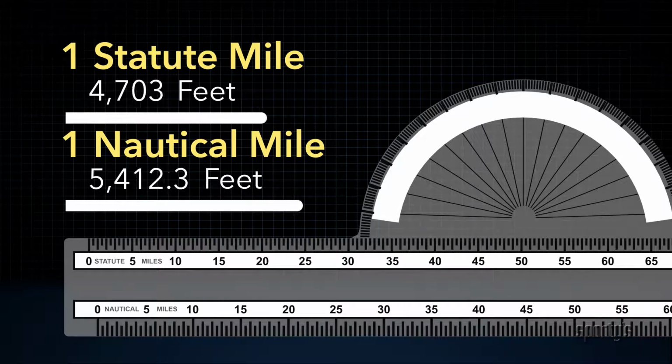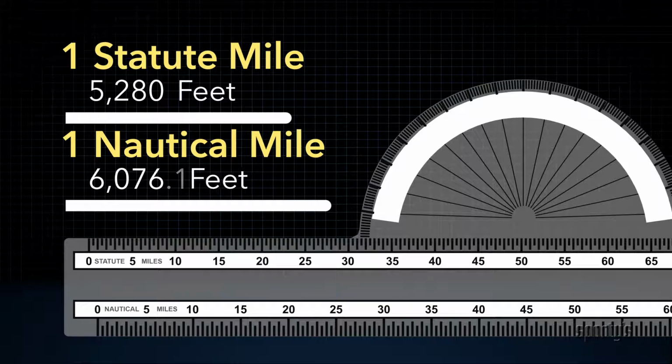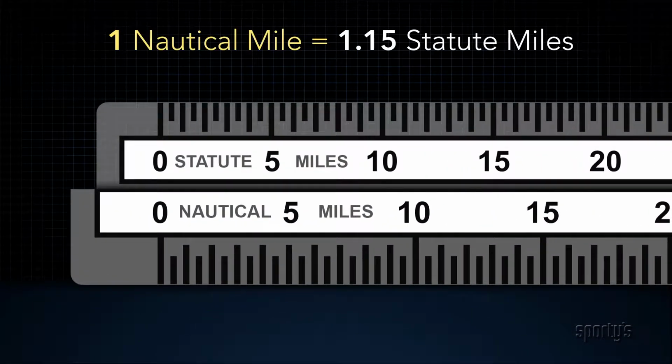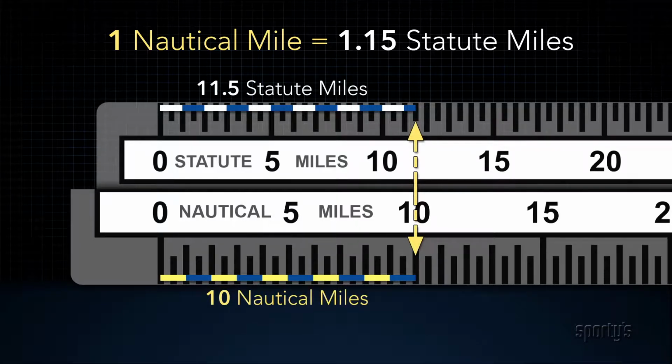A nautical mile is 6,076.1 feet. The decimal can be dropped and still be reasonably accurate. A statute mile is 5,280 feet. A nautical mile equals 1.15 statute miles. For example, 10 nautical miles equals 11.5 statute miles.